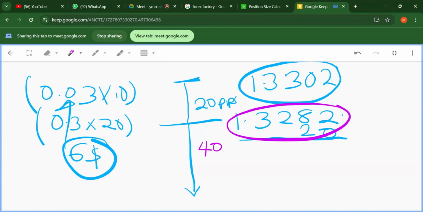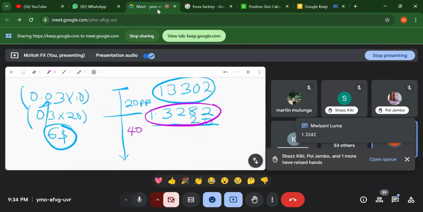If it goes up, I will add 20 because now the price is appreciating. But if it goes down by 40, I will benefit. So at what price point will I exit with 40 pips profit? Do the math and tell me the figure down there to see if all of us are following.